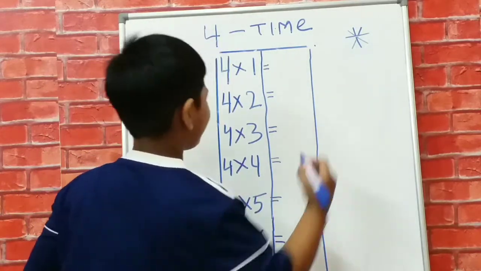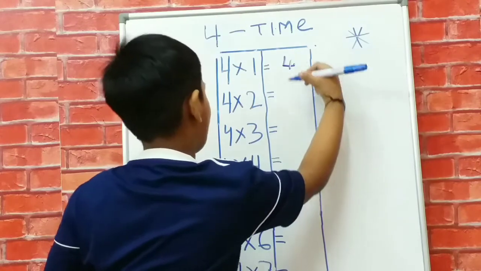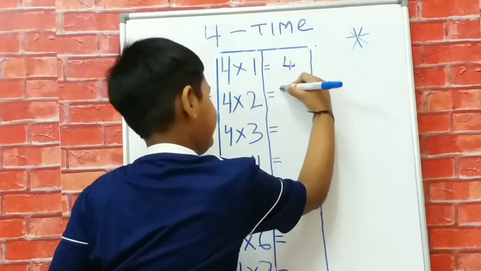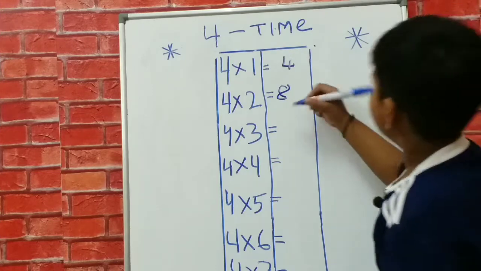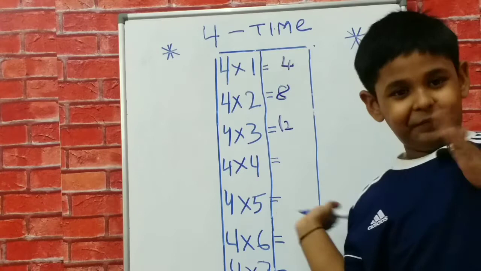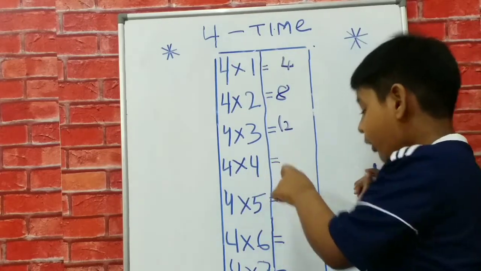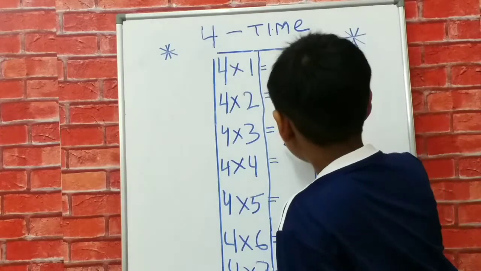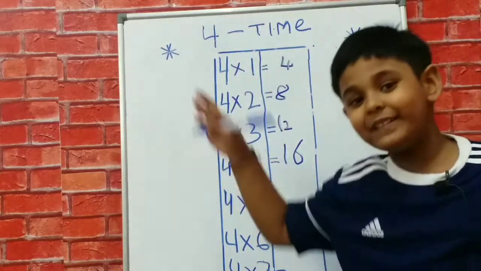Four times one is four. Four times two is eight. Four times three is 12. Four times four is 16.